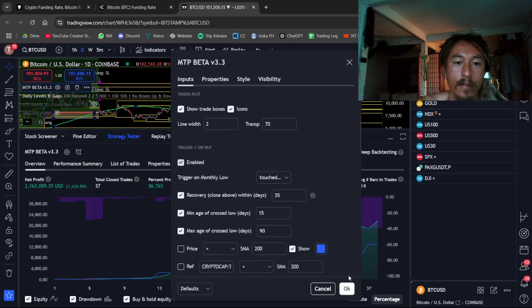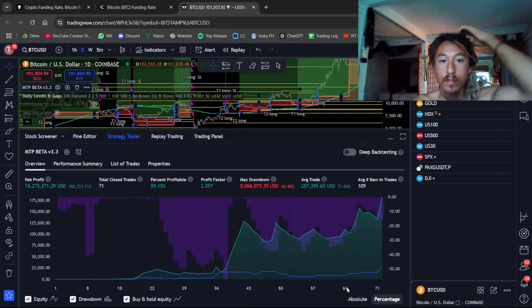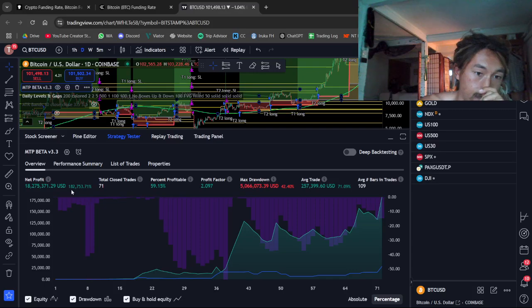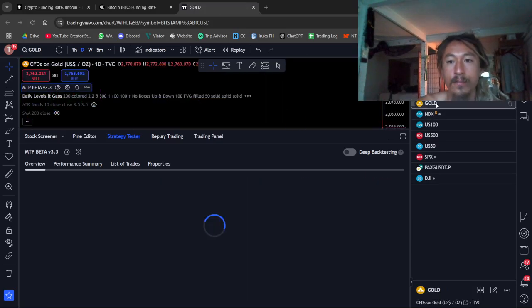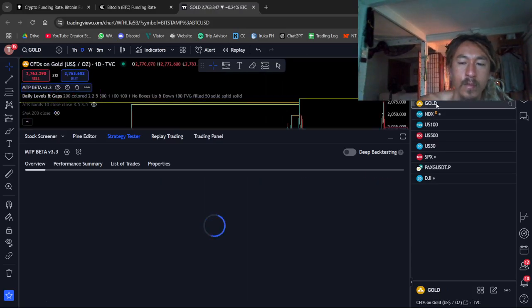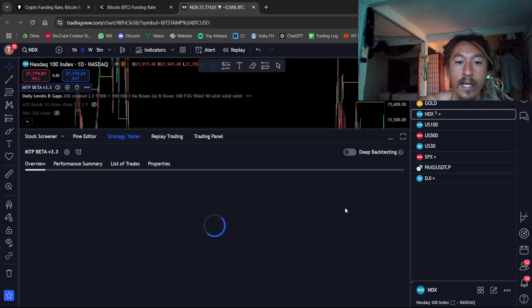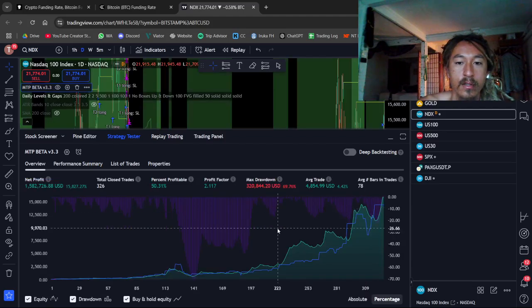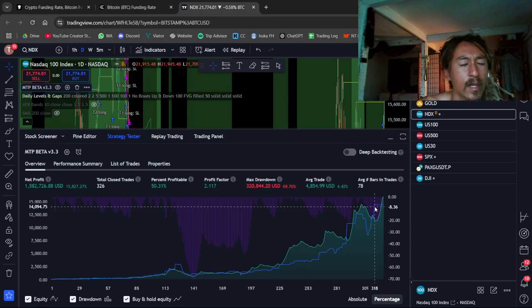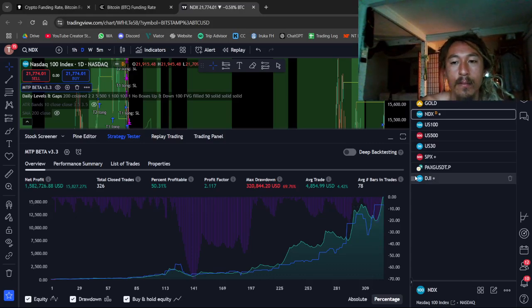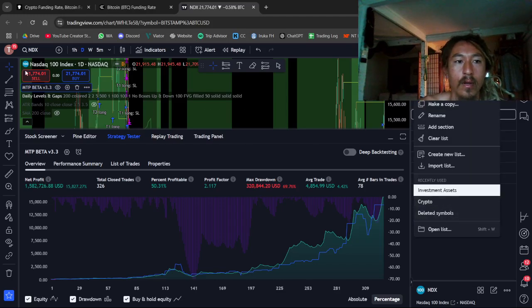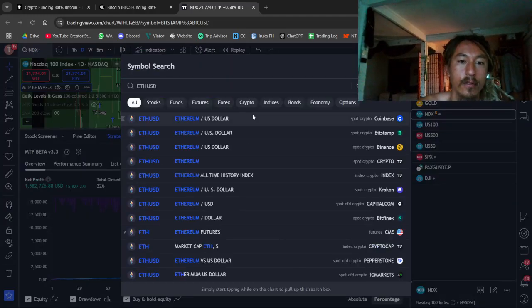So let's turn on the dip buy. This is our return now: 182,000 for 42% drawdown. Gold, 51,000 for a 70% drawdown, and Nasdaq, which is 15,000 for a 69% drawdown. Nasdaq, we didn't really improve that much. Let's look at some others.